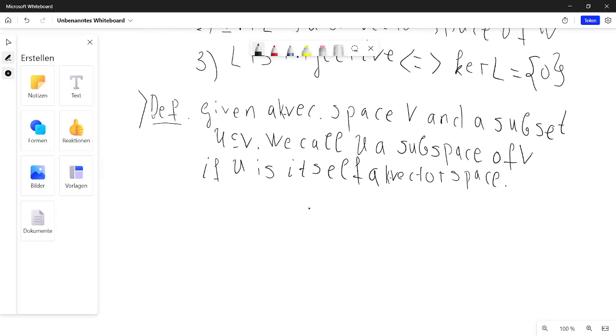Okay, and here we show a short lemma for that: lemma, characterization of subspaces.